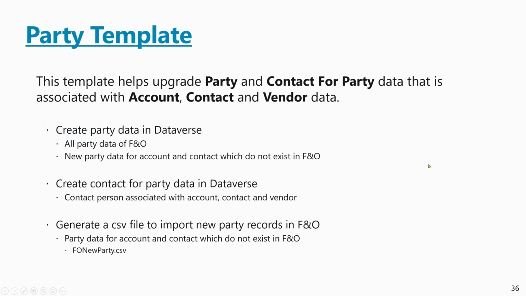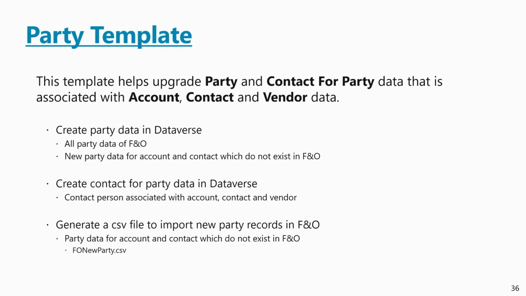So the very first template is the party template. It creates party and contact for party records in Dataverse. And the way it does it, it brings all the party data from FNO and associates them with the account and contact. It also creates party records for account and contact which do not exist in FNO. For example, in Dataverse, the lead qualification process creates account and contact which may not necessarily sync with FNO. Hence, we want to create those party records in both FNO and CRM in Dataverse.